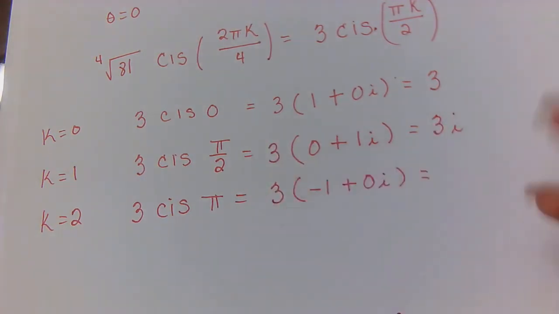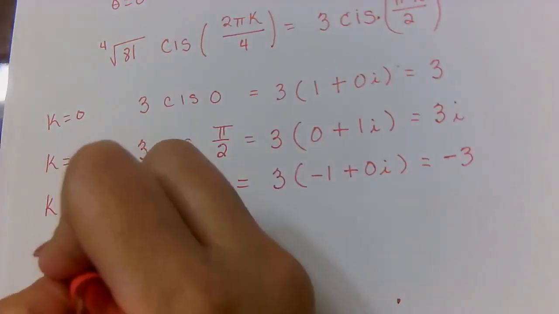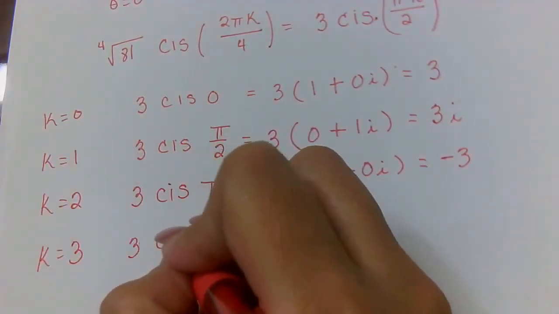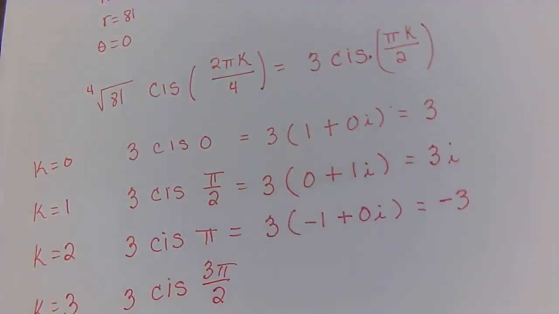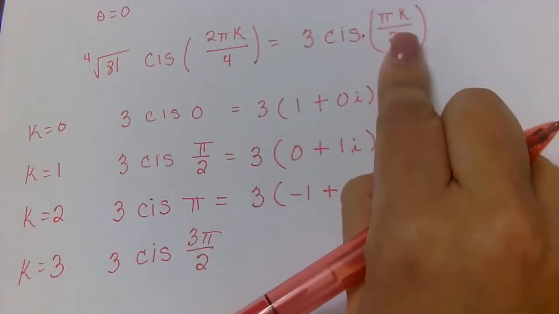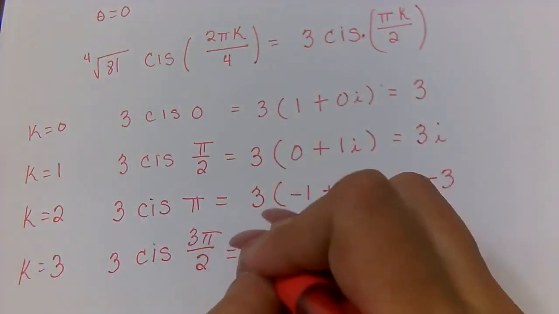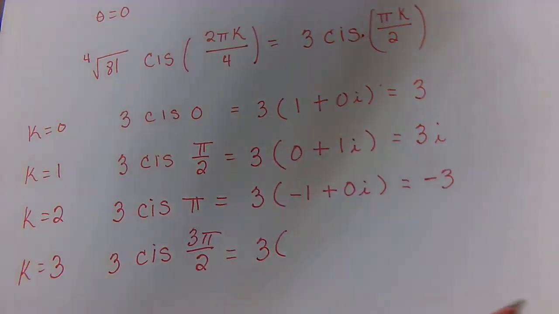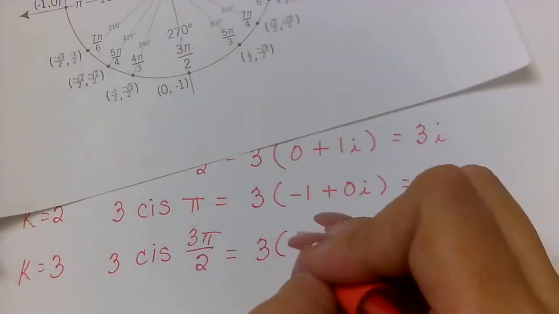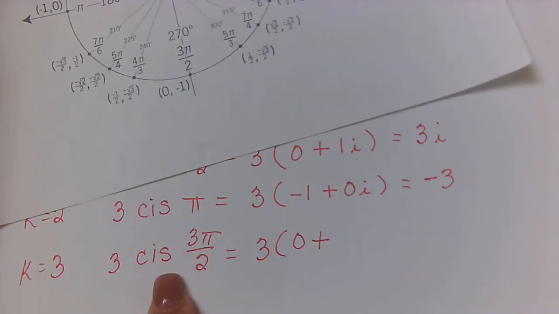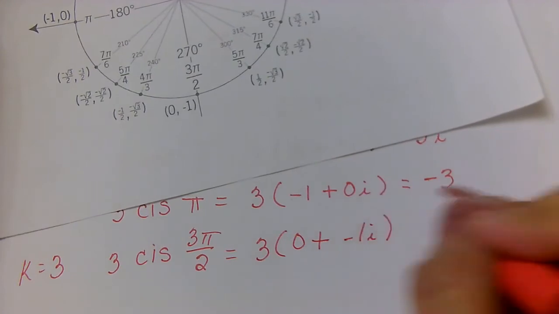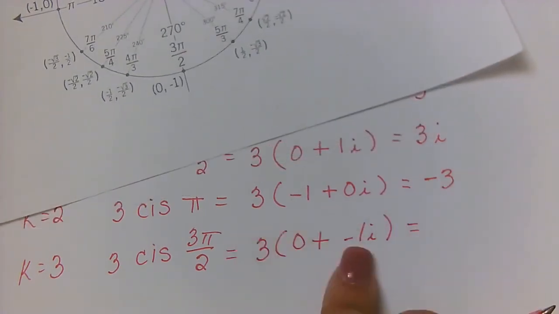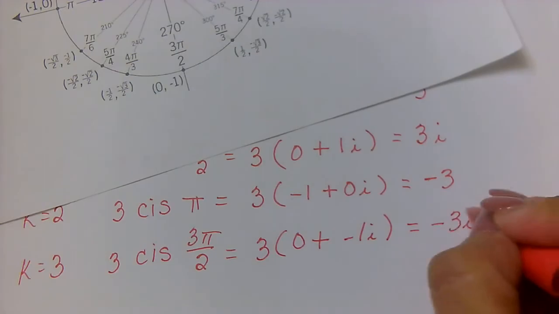Okay, distribute it in, I get negative 3. Okay, and k is equal to 3, cis 3 pi over 2 from here. Just put in a 3 for the k, and then I'm going to get 3 cosine of 3 pi over 2, which is going to be 0, plus sine of 3 pi over 2, which is negative 1, i. If I distribute this in, I get a negative 3i.